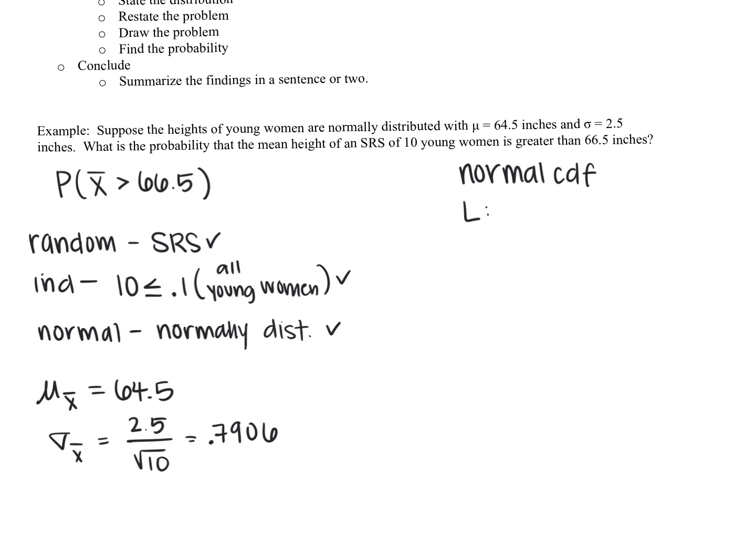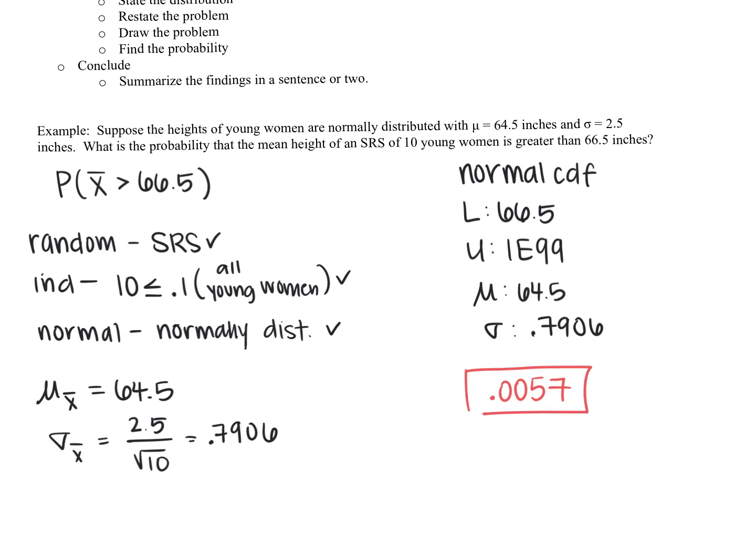So my lower bound is going to be negative 1e99. Sorry, nope. I'm doing greater than. My lower bound is 66.5. My upper bound is positive 1e99. Mean is 64.5. Standard deviation is 0.7906, not 4. You plug in the information, and we are going to get a probability of 0.0057.